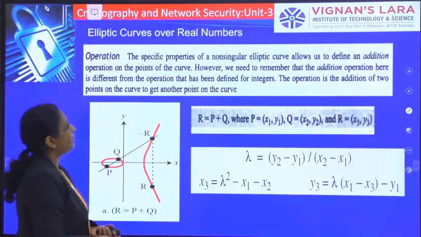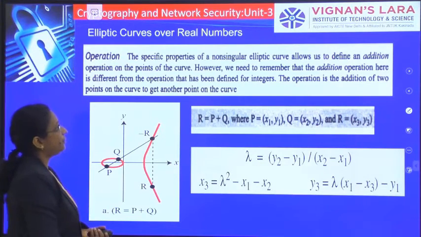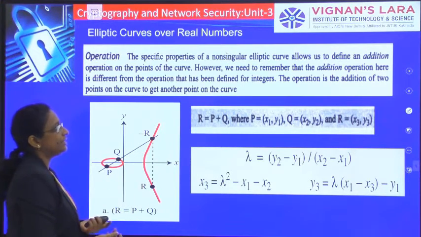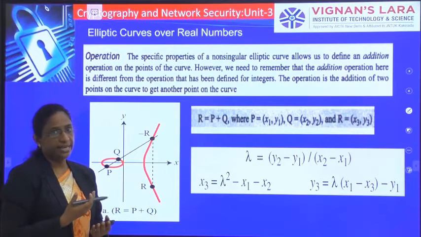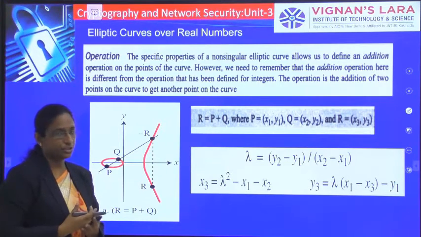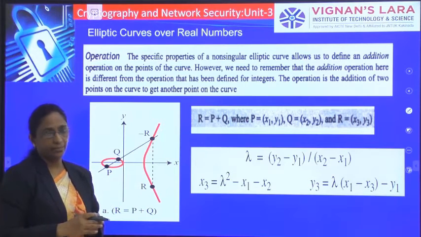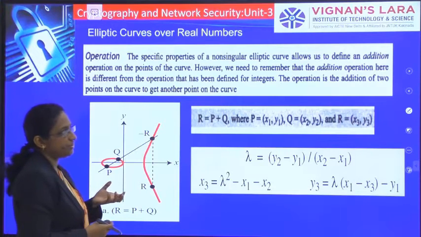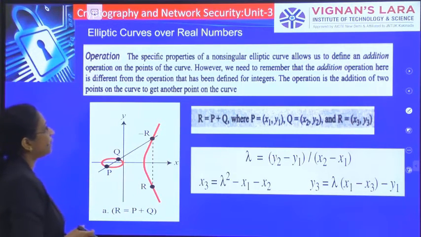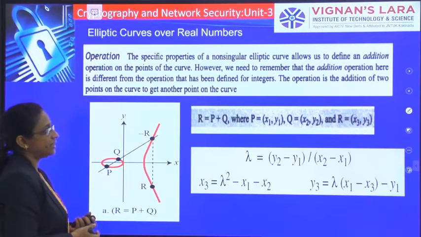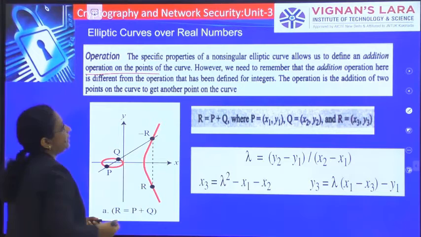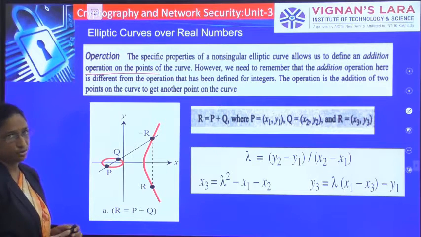Now coming to the operations: how to perform operations on these elliptic curves. Here we will also have an addition operation and a doubling of a point, but for doing those operations we have a different concept. The specific property of a non-singular elliptic curve allows us to define an addition operation on the points of the curve.